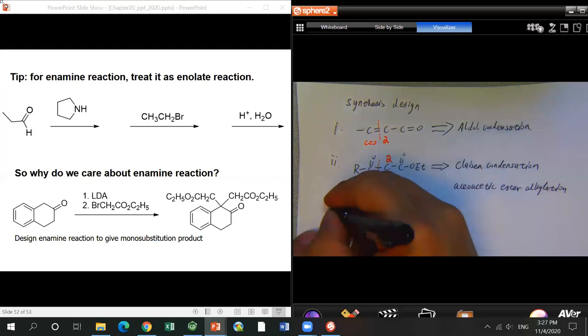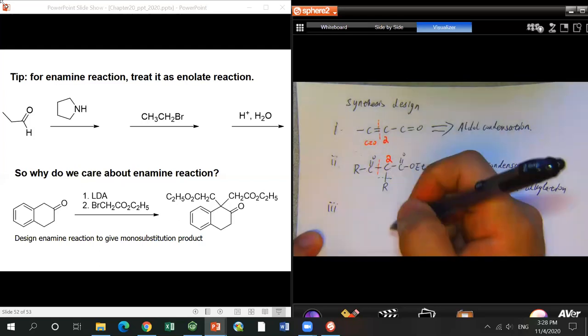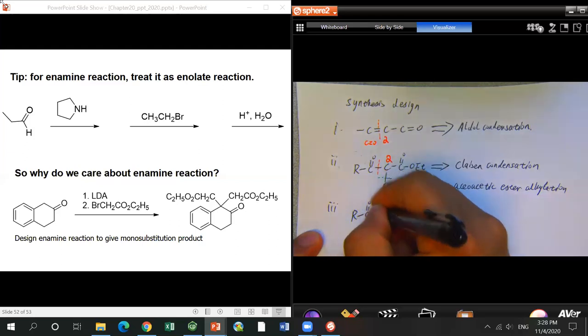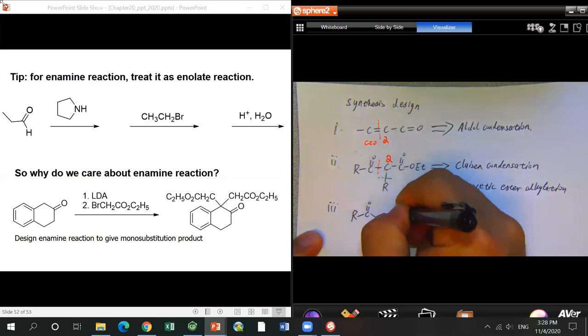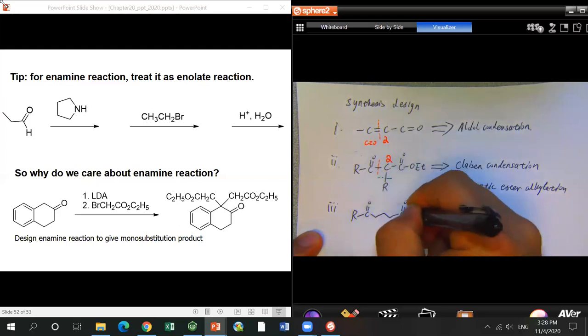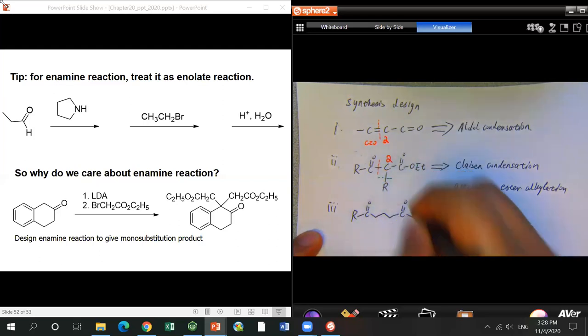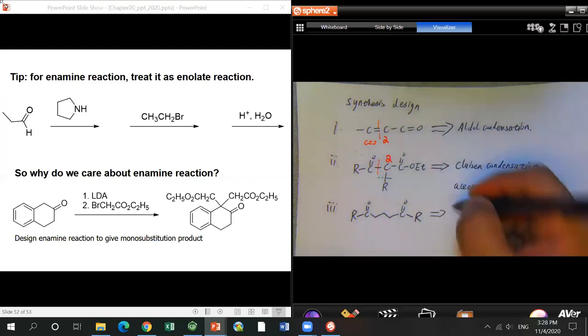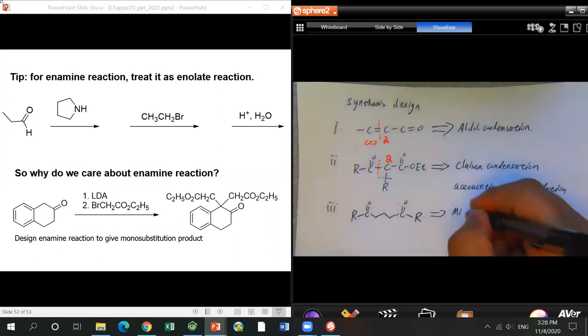And then the third one: if you see a compound here with two carbonyl groups separated by three carbons, like this, three carbons, two carbonyl groups, that's the 1,5-dicarbonyl. This compound is made from a Michael addition.